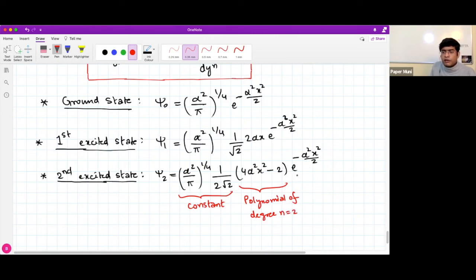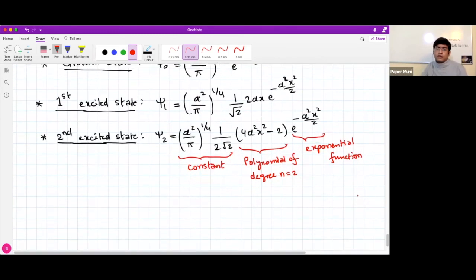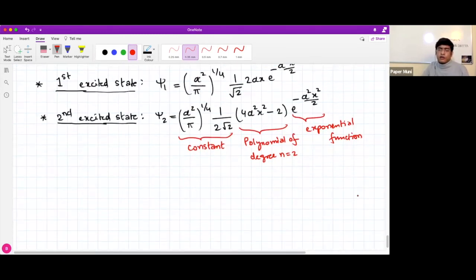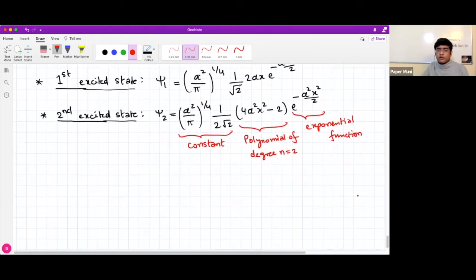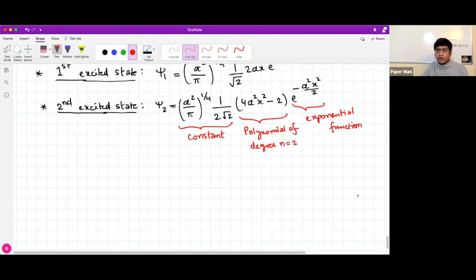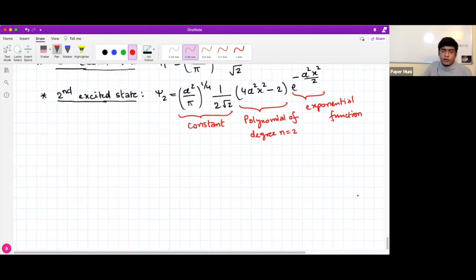And this part is the exponential part. You have an exponential function. Okay, so you have to remember this observation. Any wave function of a harmonic oscillator has this format, be it any state. You'll have a constant part, a polynomial part, and an exponential function. All right, now let's plot a few of them.